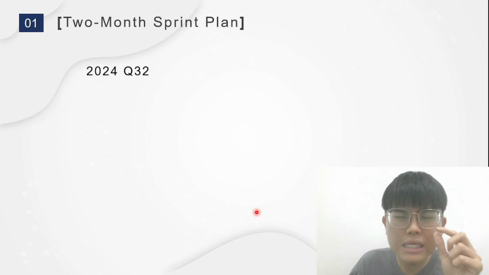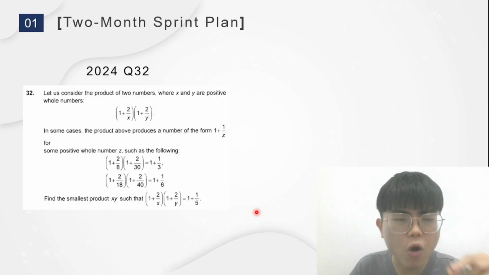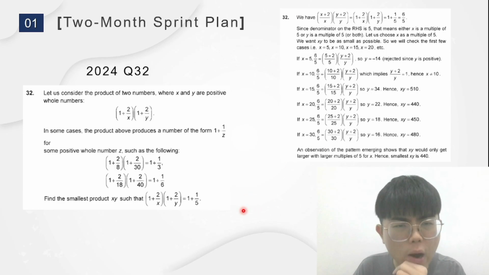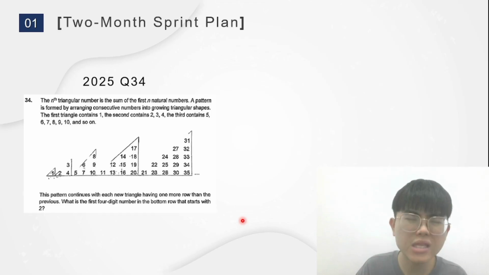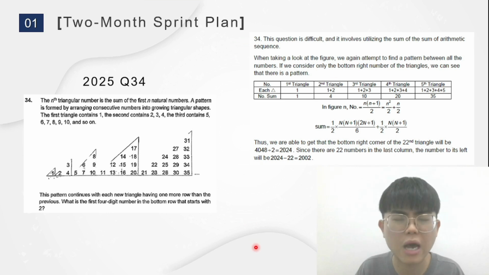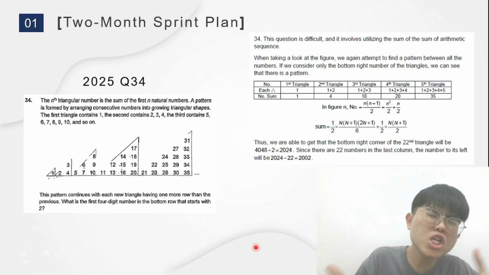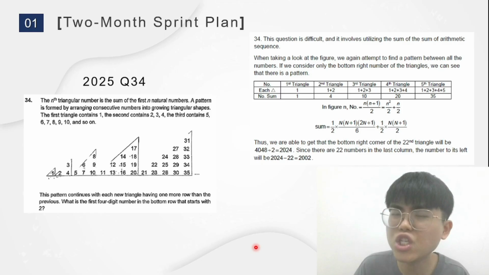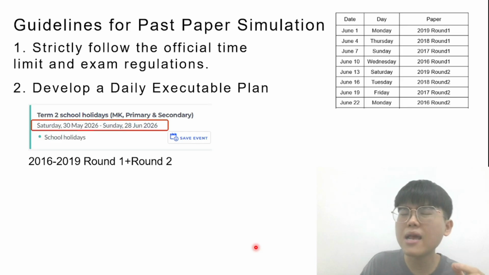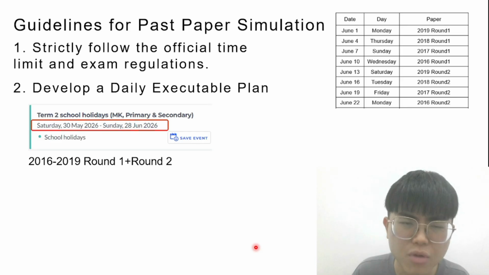Now, the next thing is that we do this past year paper. For example, some of the questions you see, 2024, question 23 right here. If you look at the explanation, after you read through, it seems like it is quite complicated. And also, 2025, question 34. Again, after you read it through, maybe some of you don't really understand what the solution tells you. So don't worry, just try to skip it, okay? Just skip it.